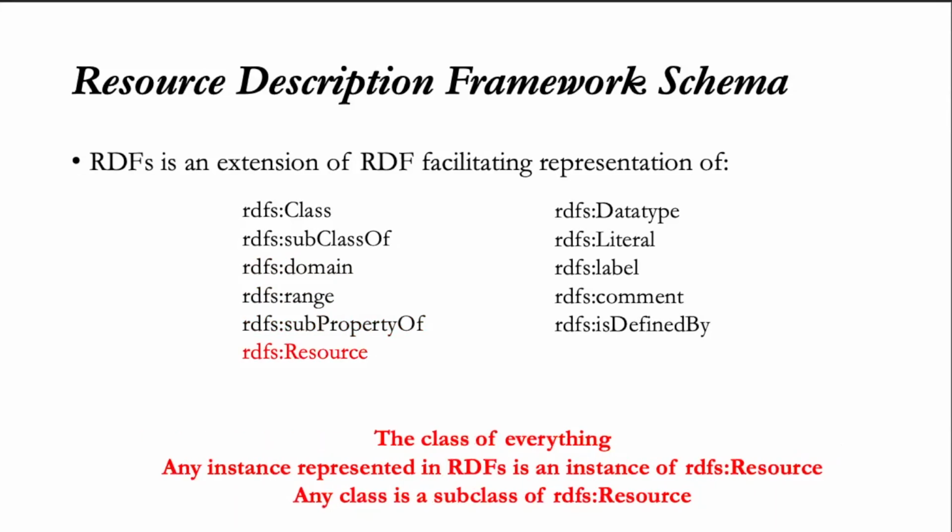There's also RDFS resource. Recall in RDF, we were talking about resources, but we didn't say any vocabulary about resource. Crazy, right? This is the class of all the things. Everything is an instance of RDFS resource. Any class is a subclass, for example, of RDFS resource. RDFS resource is all the things. Now we have a way to pick out all the things.